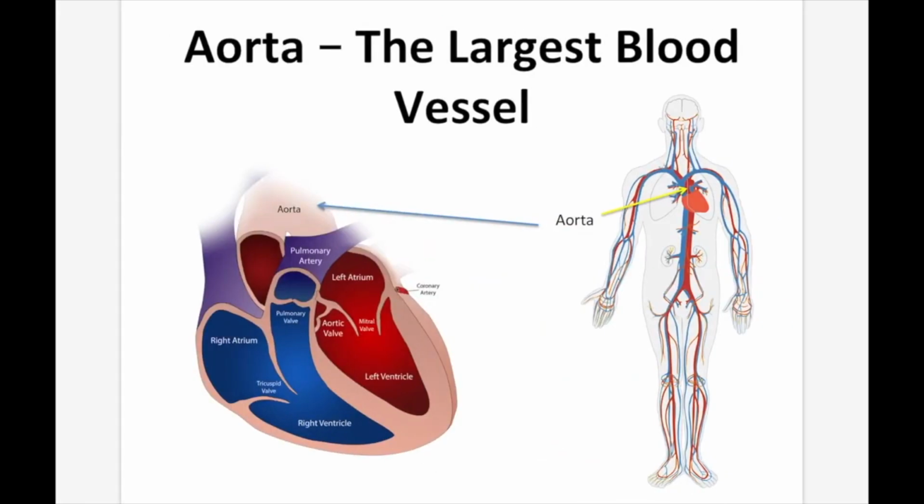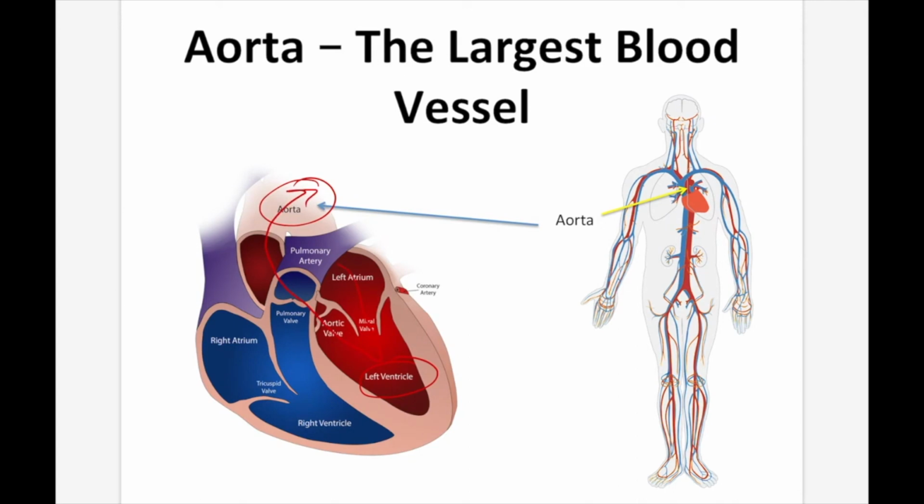Aorta. So what's the largest blood vessel? Well, it's the blood vessel that leaves the heart and goes to the body. So it's going to be the one that supplies the systemic circulation, and it's going to be this guy right there. So it's going to come from the left side of the heart. It's going to come from the left ventricle. So blood is going to be pumped in from the lungs into the left atrium, into the left ventricle, and then out to the body via the aorta.